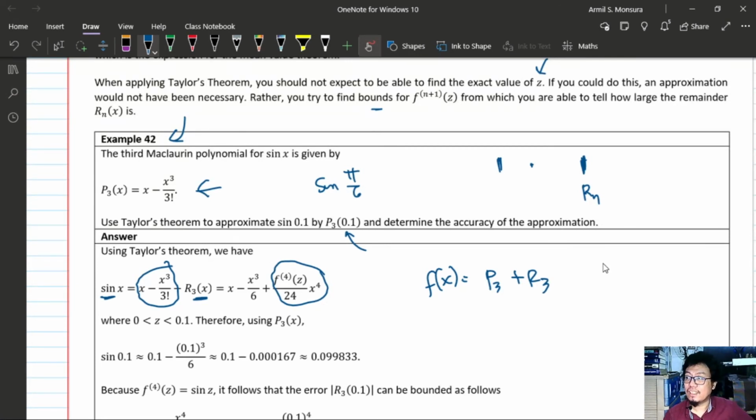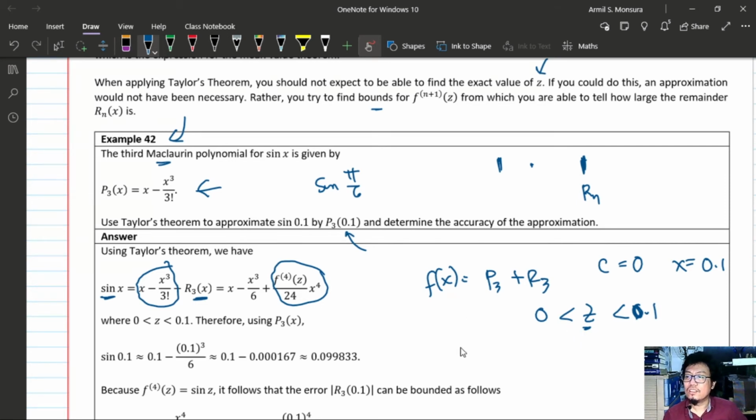Now, the center here is 0, since this is a Maclaurin polynomial, and we would attempt to evaluate it at x equals 0.1. Then our z is between 0 and 0.1, as stated in Taylor's theorem. We don't know the exact value of z, because we are just trying to approximate sin 0.1.